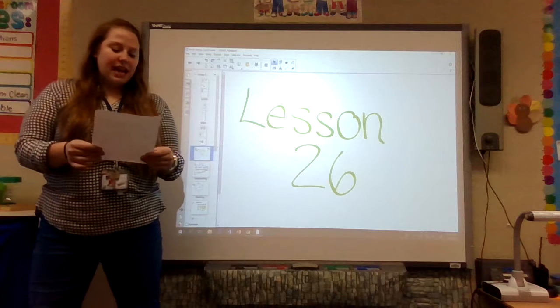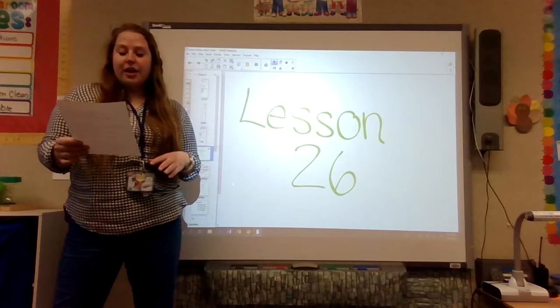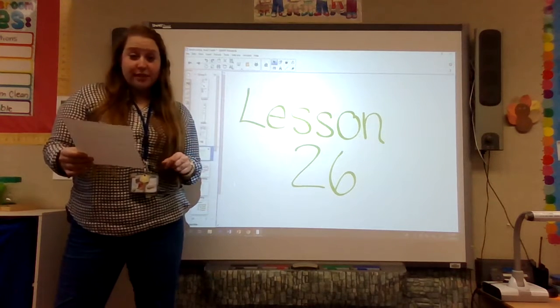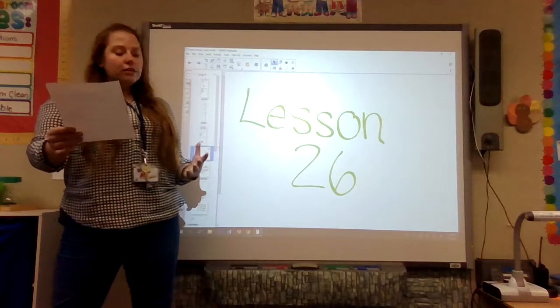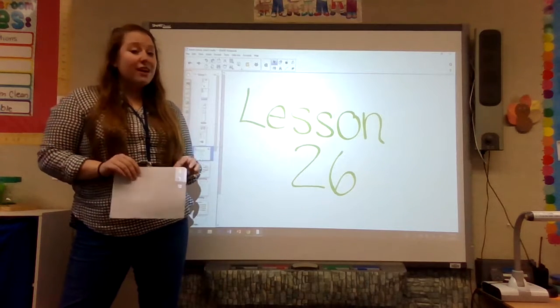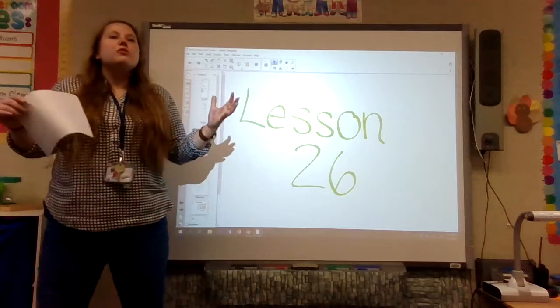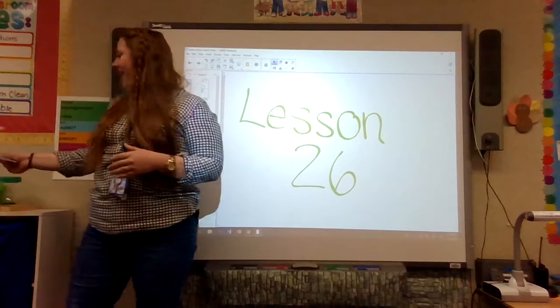Today, our I can statement is I can match and count to compare two sets of objects. I can also state which quantity is less. So that means which number is smaller. Let's get going.